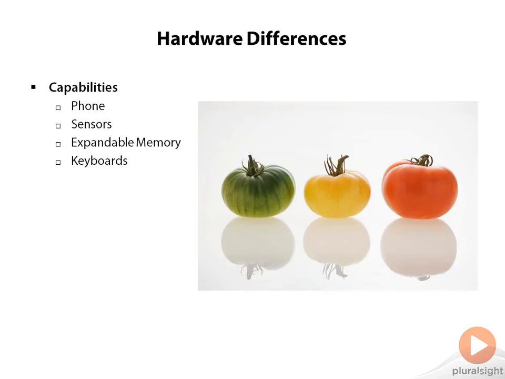There are also many other capabilities that may or may not exist on different hardware devices, from the ability to make a call to the various sensors like accelerometers, which tell you how a device is tilted and how it's moved, to expandable memory like SD cards and even keyboards. Most apps won't care about many of these differences, but it is important to think about if your app might care about them just to avoid an unpleasant surprise in the future.